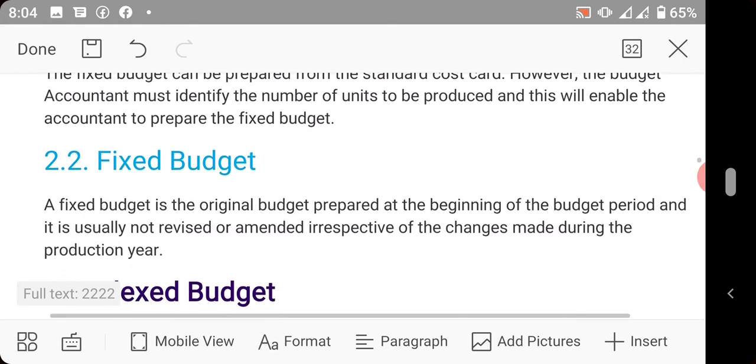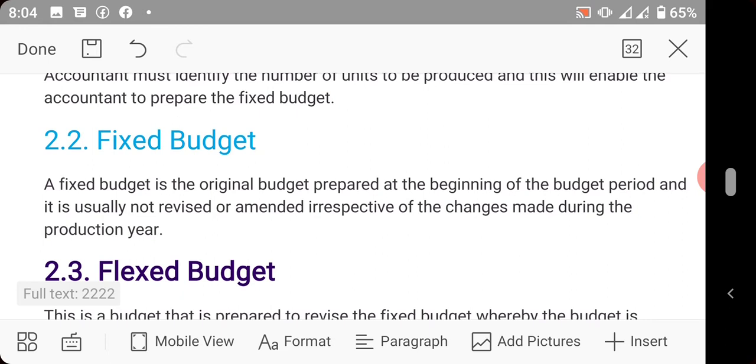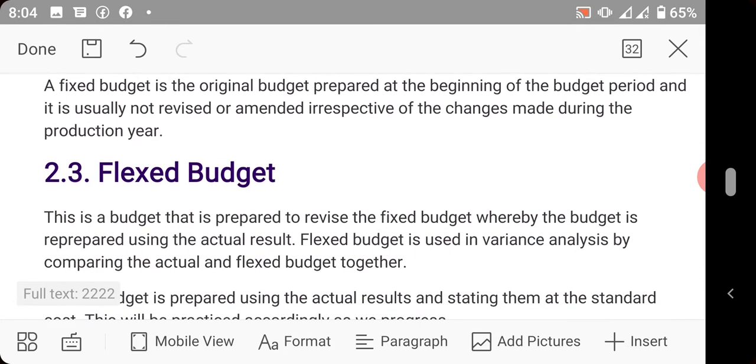It is fixed budget. A fixed budget is a budget that is prepared from the beginning of the year and is not altered until the year end. So when we talk about a fixed budget, this budget is there as a guide, telling us where we started from, telling us what has changed at a glance. Then flexible budget.